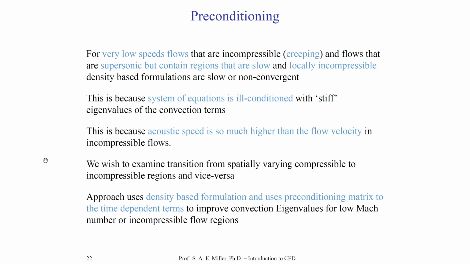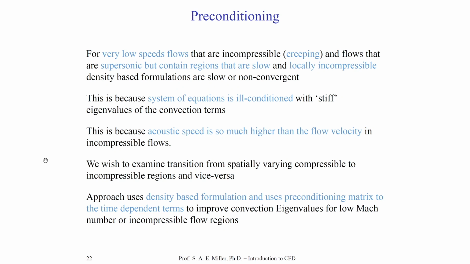Why are very slow speed flows difficult and highly stiff to solve? Well, that's because the acoustic speeds are so much higher than the flow velocity, and the mean velocity might be very, very close to zero. This means that some information is traveling very fast through the fluid domain, and some is traveling very slowly. And so it would take a very long time for the information to travel out of the domain and find, say, a steady solution for a flow which is very slow speed, or very high speed with a very low speed region. So we'll try and examine the transition from spatially varying compressible to incompressible regions and vice versa.